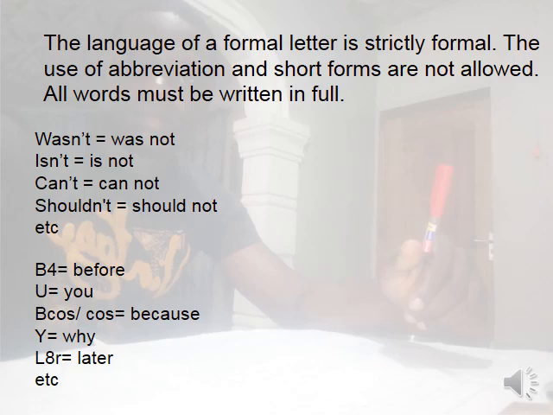Now we have wasn't, which should be was not. Whenever you're writing a formal letter, wasn't should not be used. It should be was not. The same thing applies to isn't. You should write it in full: is not. Can't, you should have cannot. Shouldn't, should not. And so on and so forth.